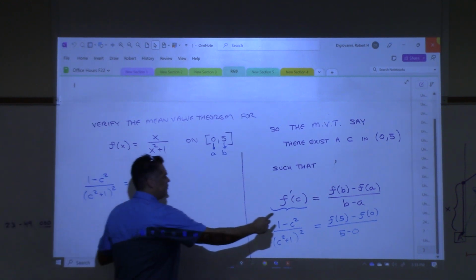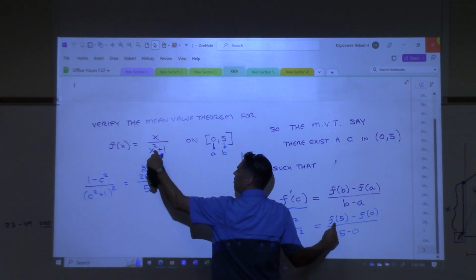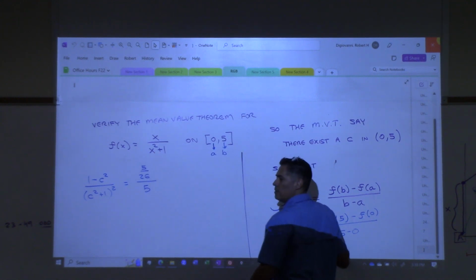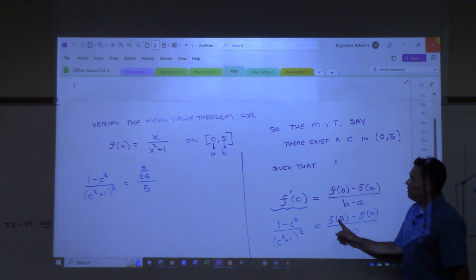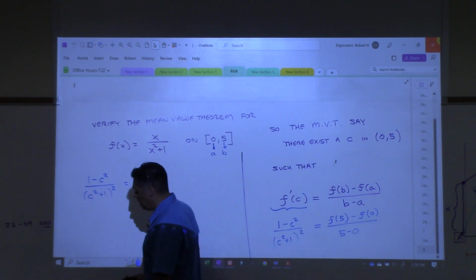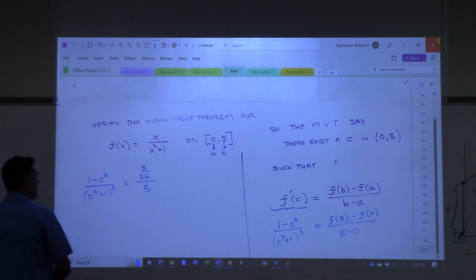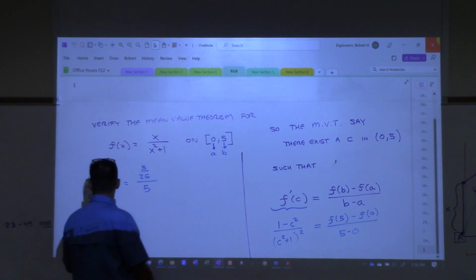I'm just figuring out what f of 5 is, right? So 5 over 25, this is 5 squared, and then plus 1, 26. We plug 5 and 0 back into the original function, yes. And then we would do 5 over 26 over 5. What does that become? We multiply by the flip. The 5s cancel. So you'll get just 1 over 26.